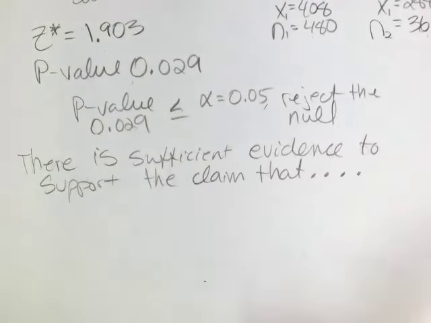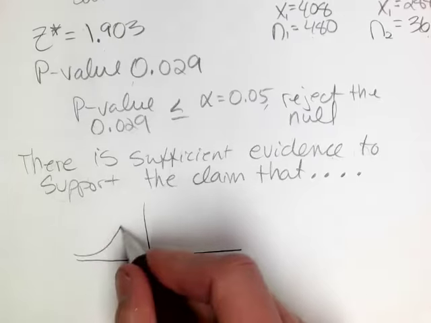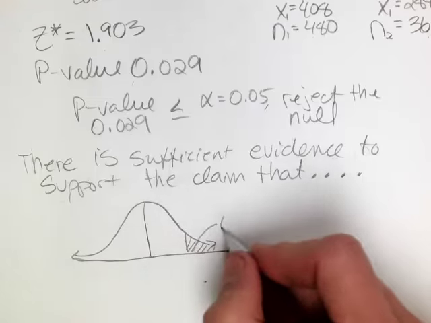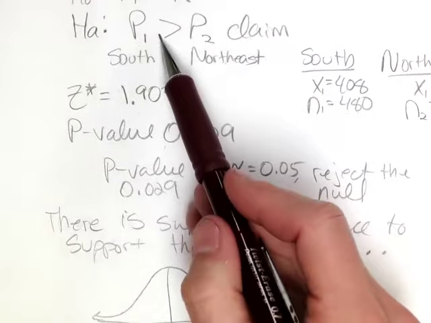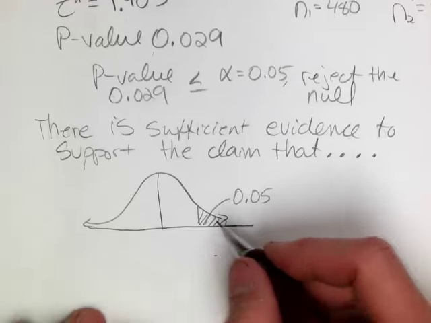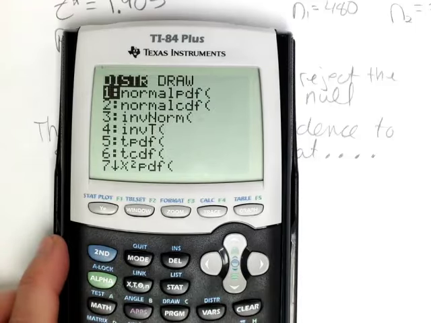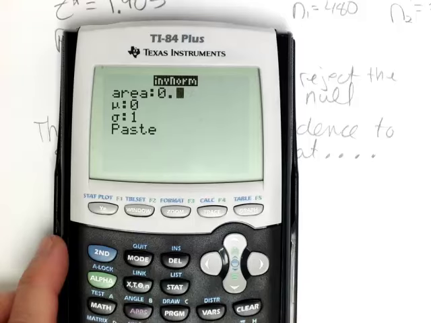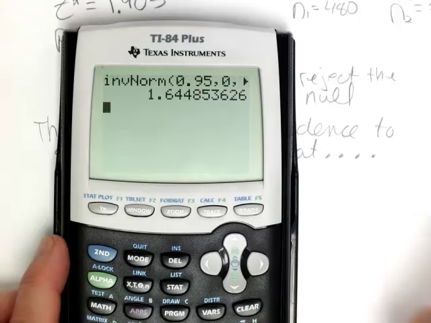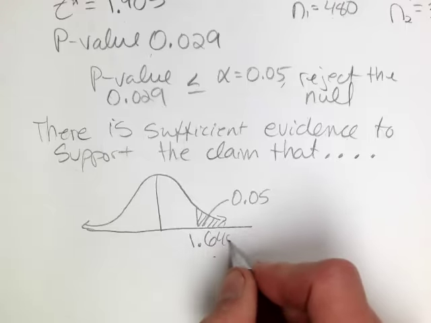I can go ahead and use the critical value method by sketching the distribution, shading my area of rejection. This is an upper tail test, as indicated by the alternative. And I could use my inverse normal function here, by going to distribution. And I want to input a cumulative area of 0.95. So that gives a critical value of 1.645.